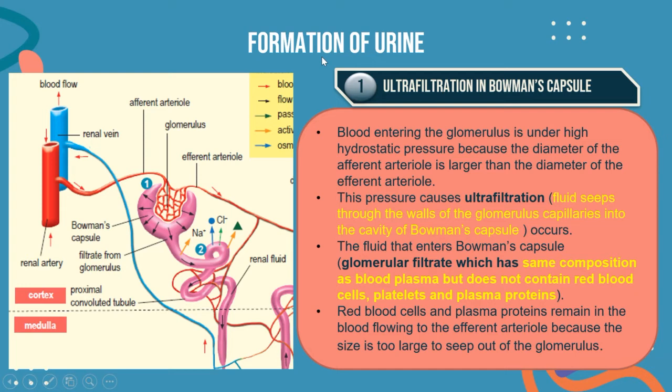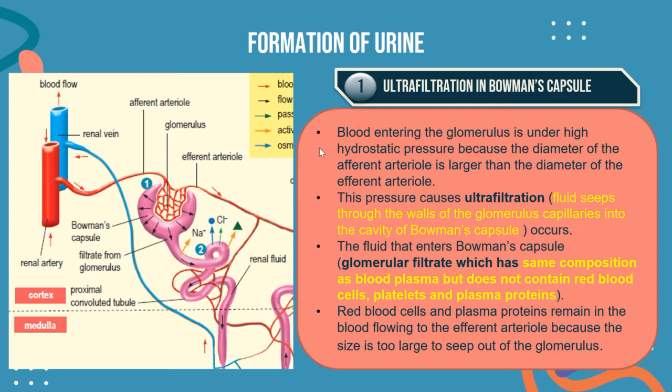All right, so in the formation of urine, the first process that occurs is ultrafiltration. Ultrafiltration in the Bowman capsule. Okay, so let's take a look at what happens in the process.